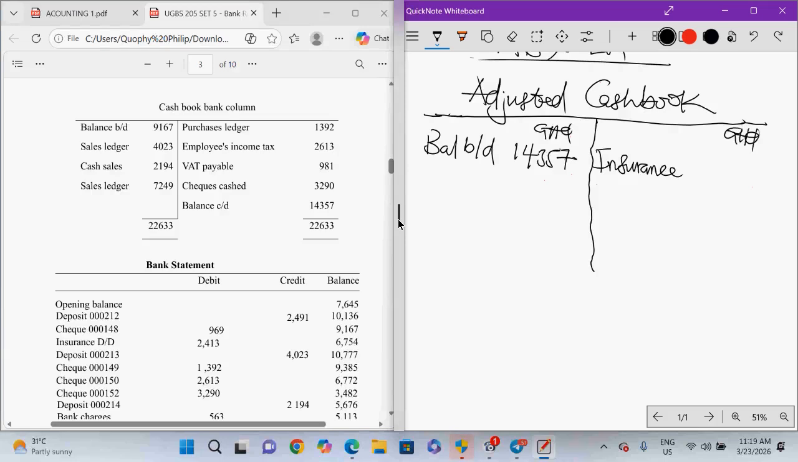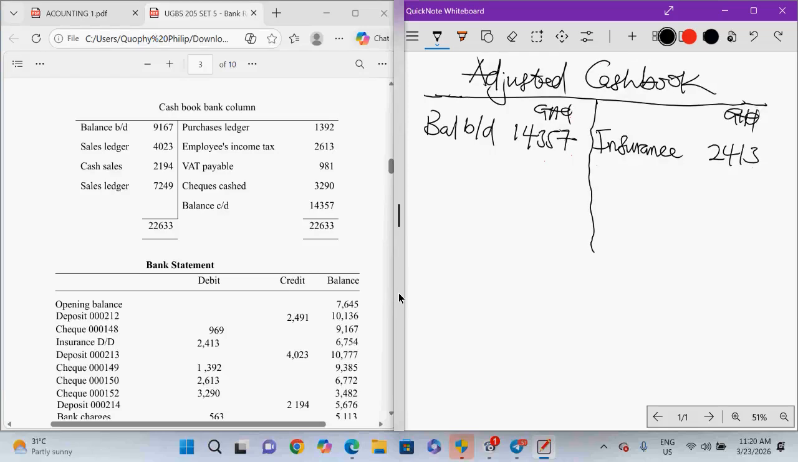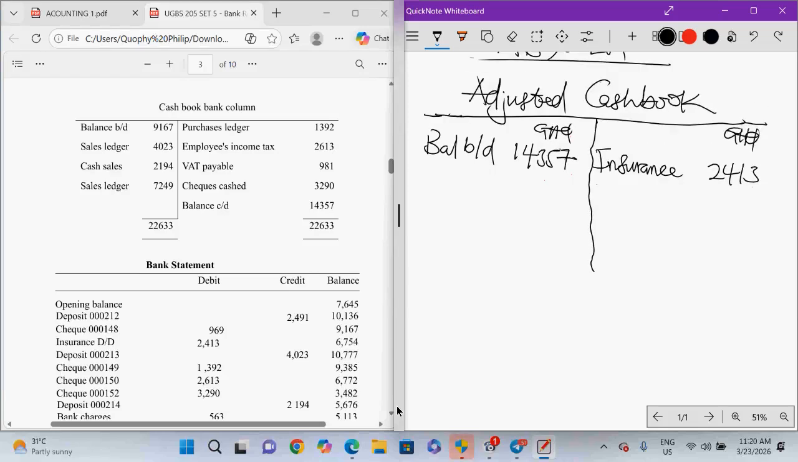So what is the amount for the insurance? 2,413, right? So now we have the insurance here, and they also have the insurance at their debit side. What else? What item is in the bank statement but not in the cash book? Sir, a check of 969 wasn't recorded at the credit side of the cash book.